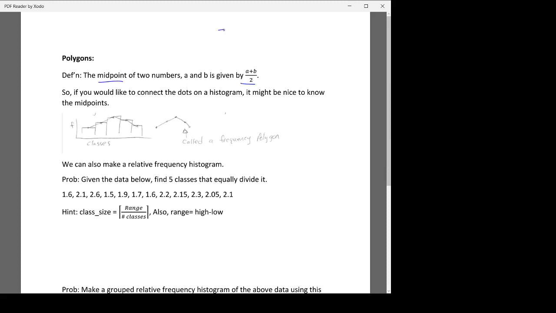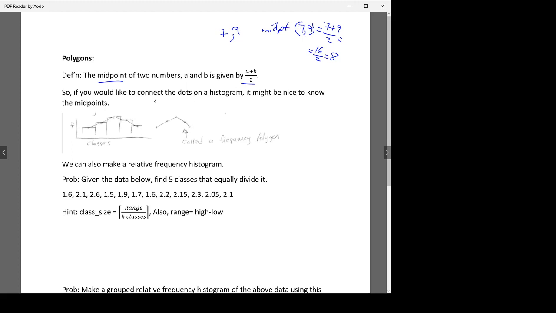So if you have 7 and 9, the midpoint of 7 and 9 is (7 + 9) / 2, which is 16 / 2, which is 8. Now I know you could just look at it and say, well, halfway between is 8. But in practice you'll be having numbers that are harder, right? Like 1.1 and 3.7, and it may not be quite so obvious.